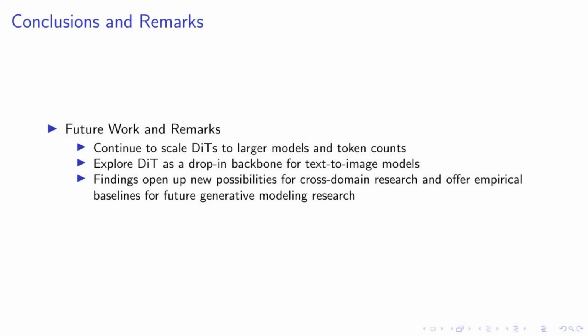In conclusion, our work with diffusion transformers, or DiTs, has shown promising results. We've seen that they outperform previous UNet models and have excellent scaling properties. Looking ahead, we plan to continue scaling DiTs to larger models and token counts. We also see potential in exploring DiTs as a backbone for text-to-image models. Our findings have opened up new possibilities for cross-domain research and provide empirical baselines for future generative modeling research.